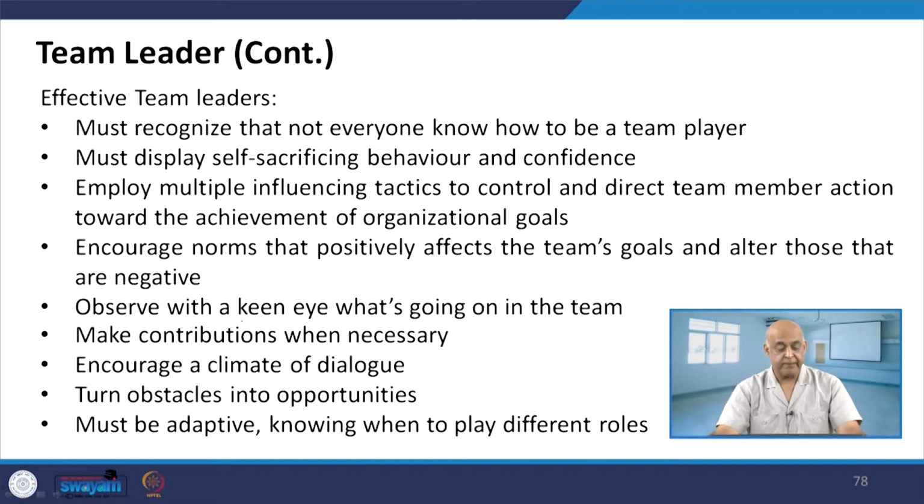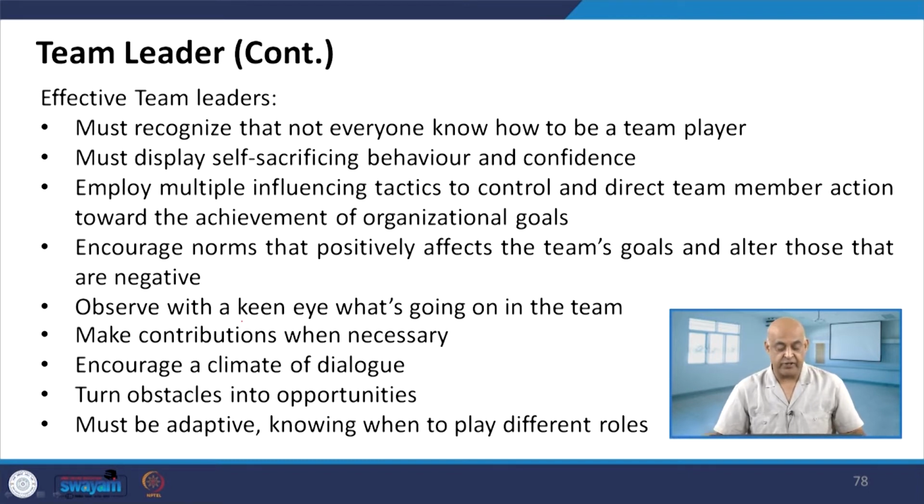Employ multiple influencing tactics to control and direct team members' actions towards the achievement of organizational goals. So multiple influencing tactics will be there. For example, behavior and conduct, the servant leadership style, CSR, any social responsibility you are doing. So in that case multiple influence tactics will be used.